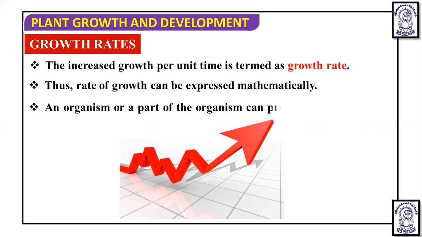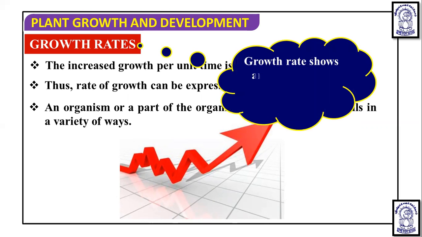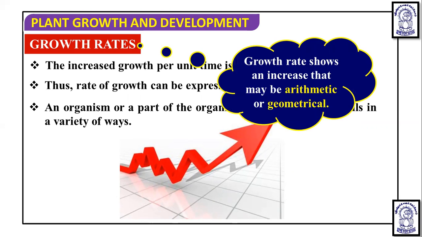An organism or a part of an organism can produce more cells in a variety of ways, and two ways we are going to discuss. Growth rate shows an increase that may be arithmetic or geometric. So these two types of growth we are going to discuss. First we are going to talk about arithmetic growth.